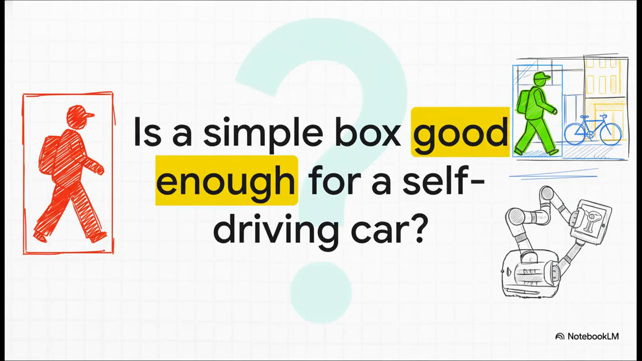And really, this question gets right to the heart of it. I mean, why do we even need this? For some things, sure, a box is fine. But when the stakes get really high, think about a self-driving car that needs to know the exact edge of a person, or a robot performing surgery. Good enough just isn't good enough anymore. You need absolute, pixel-level precision.